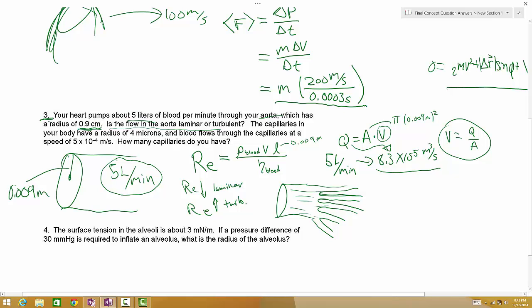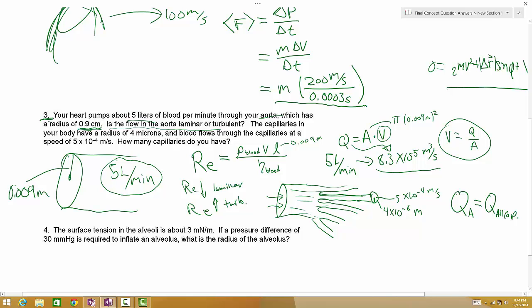The flow goes into the capillary tubes. And the flow in one of these little capillary tubes is going to be outward at 5 times 10 to the minus 4th meters per second, and the radius of one of these capillary tubes is going to be 4 microns, which is 4 times 10 to the minus 6 meters. So the amount of fluid that goes in the aorta has to be the same amount that's going through all the capillary tubes. So that basically means that the flow Q in the aorta is equal to the flow Q in all capillaries.